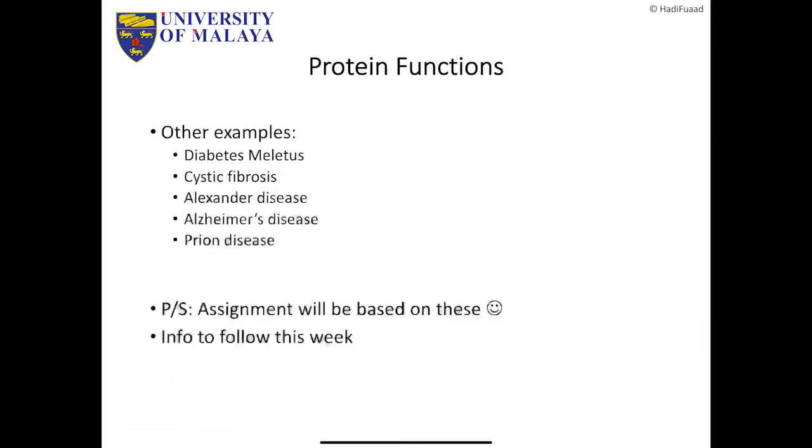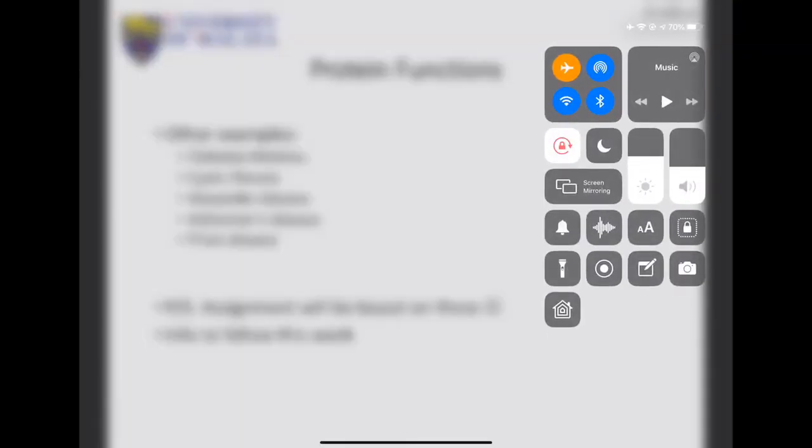Now, there are examples, okay? For example, diabetes mellitus, cystic fibrosis, Alexander disease, Alzheimer disease, prion disease. So there are, oh God.